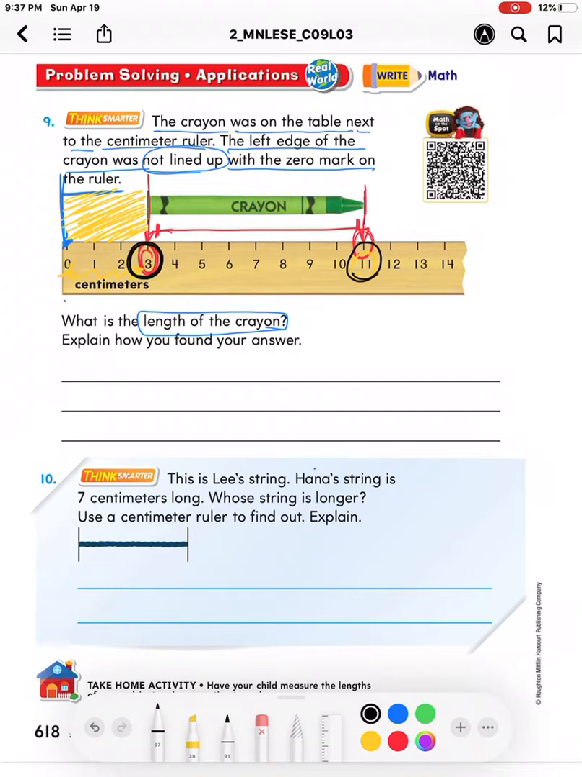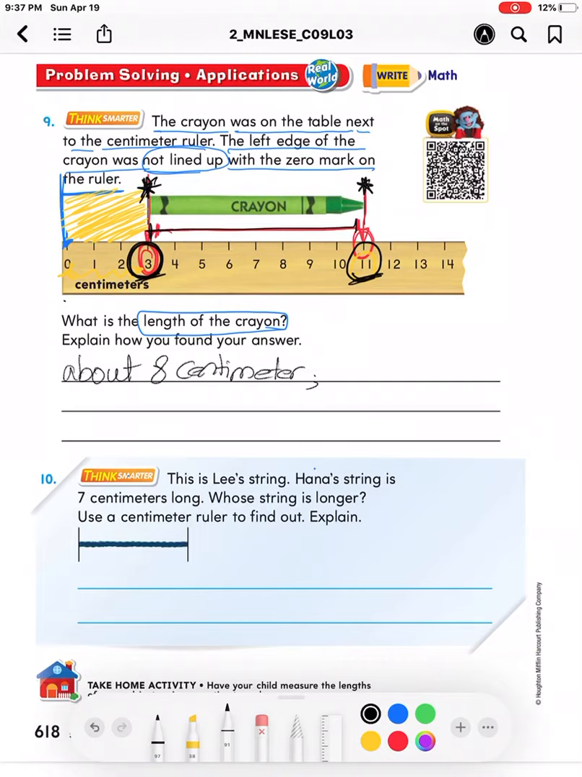Okay, so what can I do? Let's think together. Excellent. I can hear someone saying we can take away 3 from 11. So we can get the length of the crayon, or the distance between here, as if this is the starting point, and here the ending point. Okay, so the answer would be about 8 centimeter.